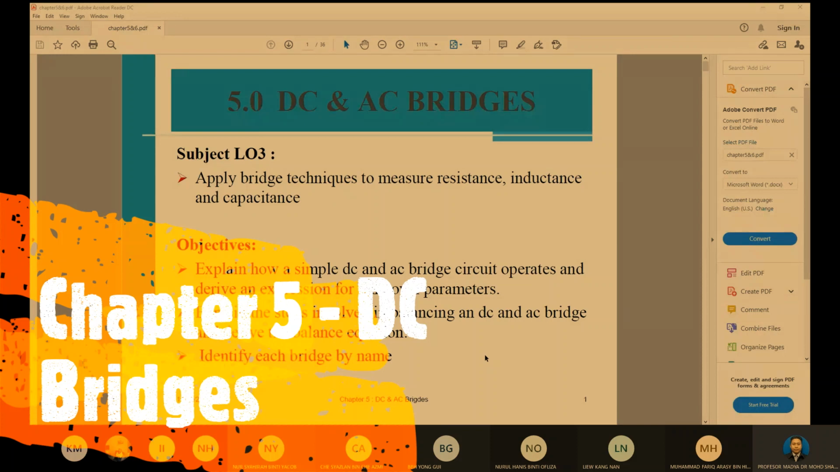So today we just focus on the DC bridge. Actually, these are all notes. The chapter 5 is the DC and AC bridge, but for this semester we divide it into 2 chapters. Chapter 5 is the DC bridge, and chapter 6 is the AC bridge. But for today, we just cover the DC bridge.